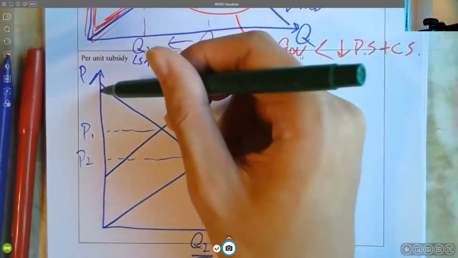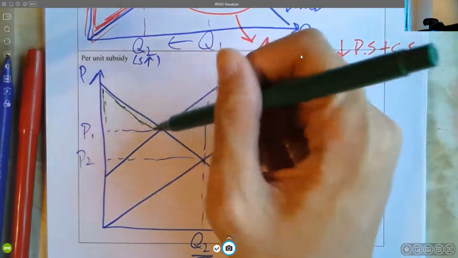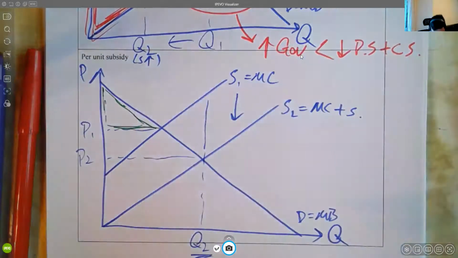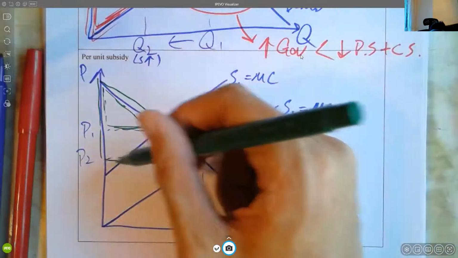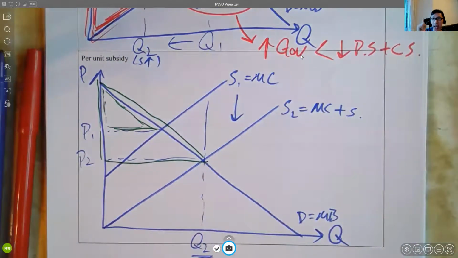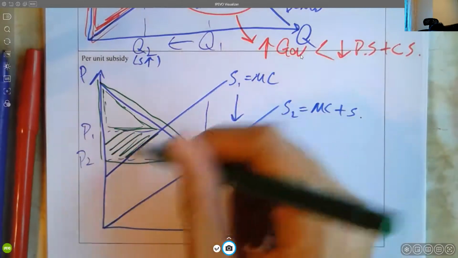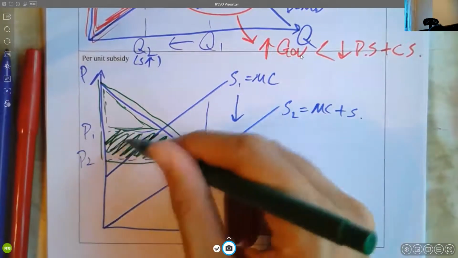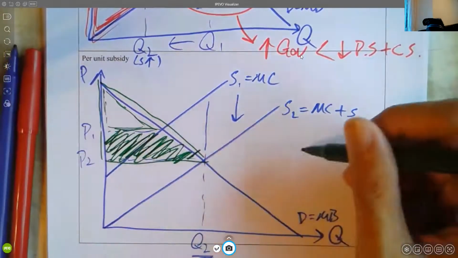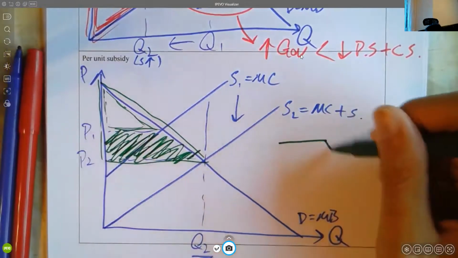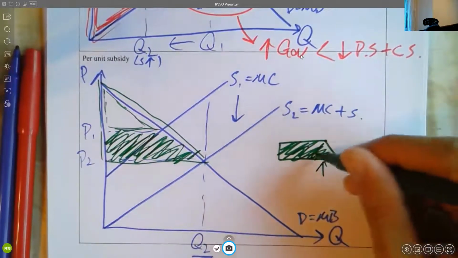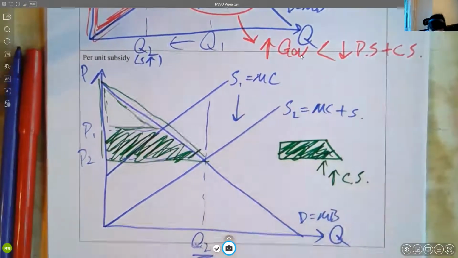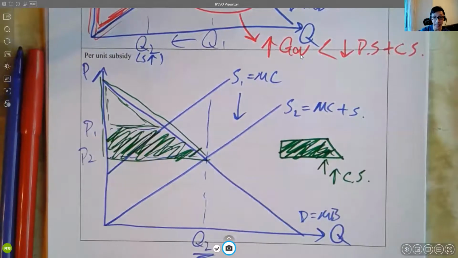You see, now this part is the original consumer surplus. Now the new consumer surplus will be right here, right? Easy. So you see, the increase, okay, this part, we call it the increase in CS. This will be increase in CS. Okay? CS will increase.